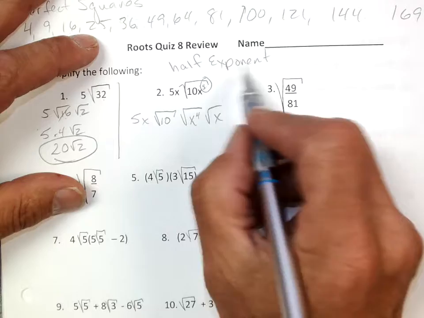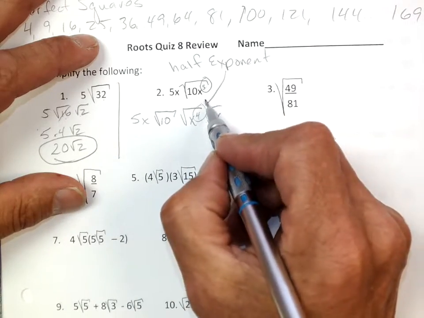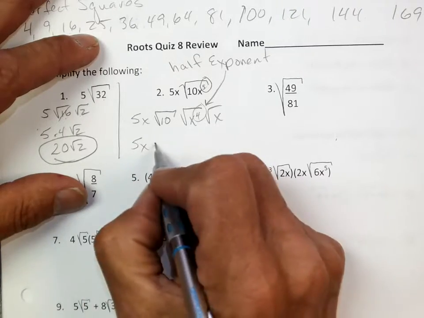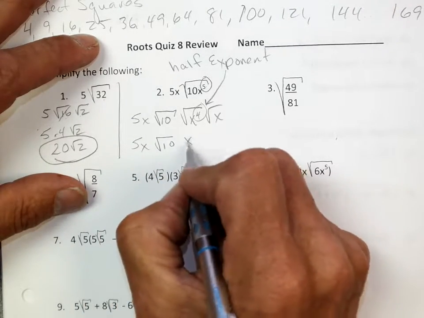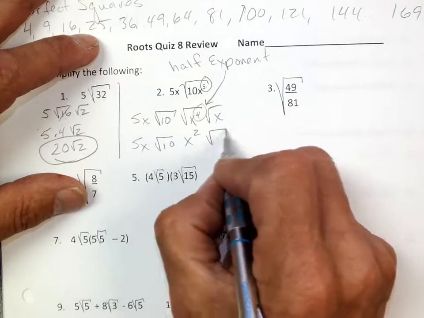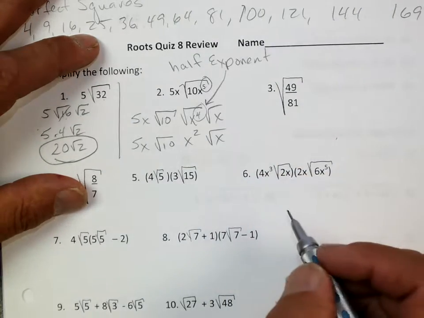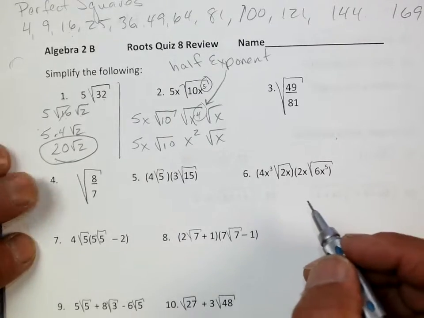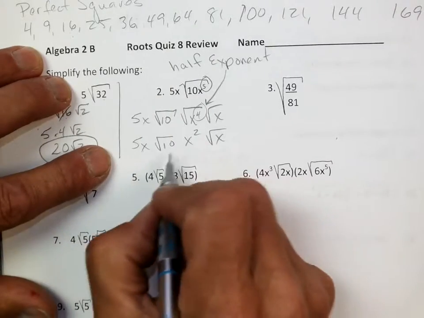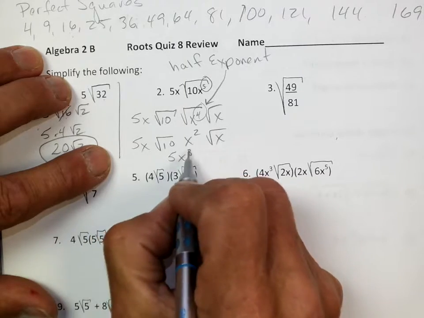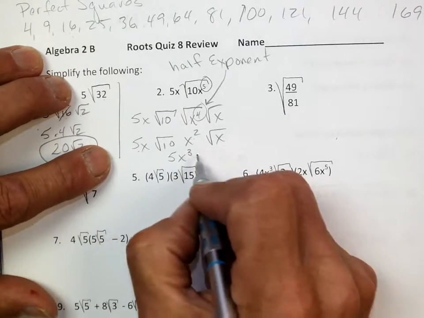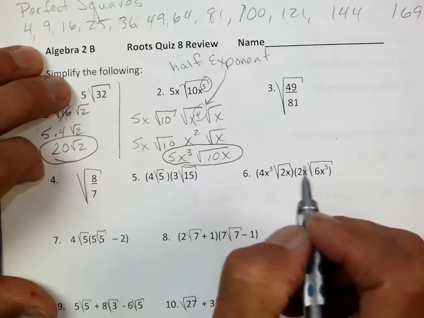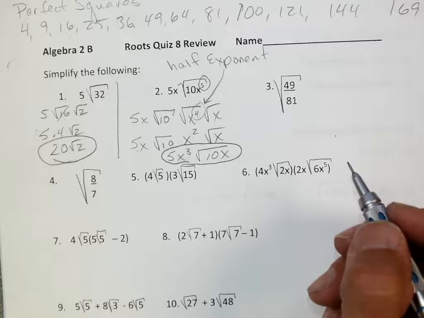So now we can take half the exponent. If I do that, I'm going to have 5x square root of 10 x squared, because half the exponent is square root of x. How am I doing? I want to go slowly so everybody understands this. And then I'll have 5x cubed, square roots of 10x. Ask me if you have a question.